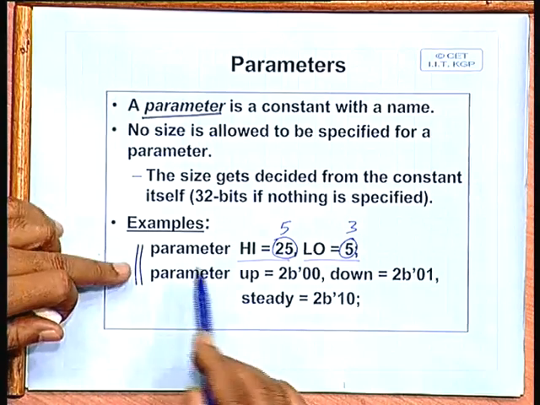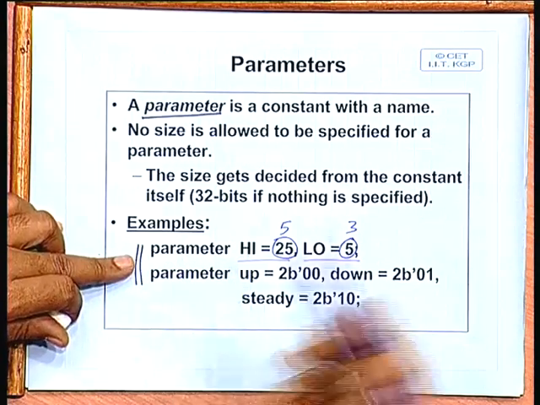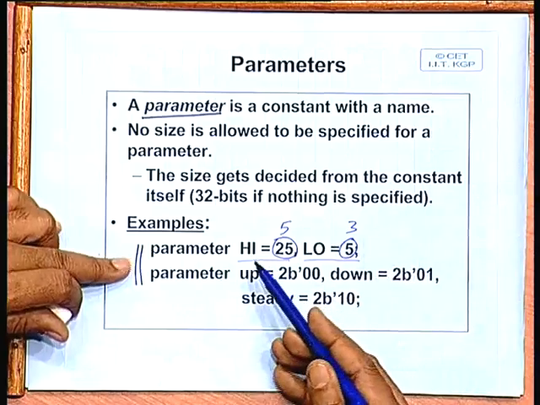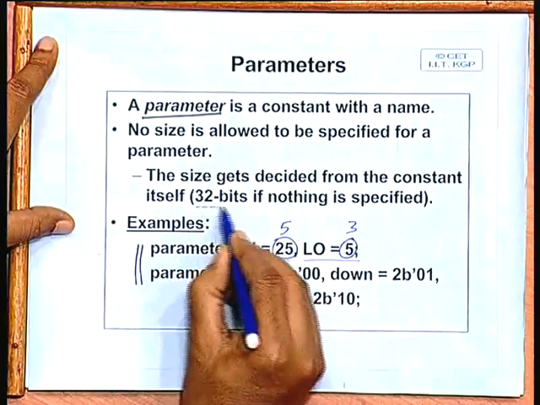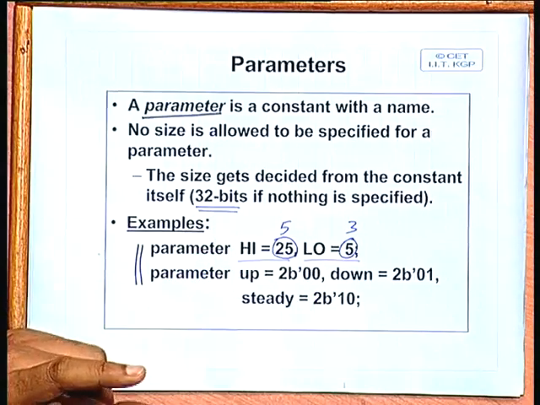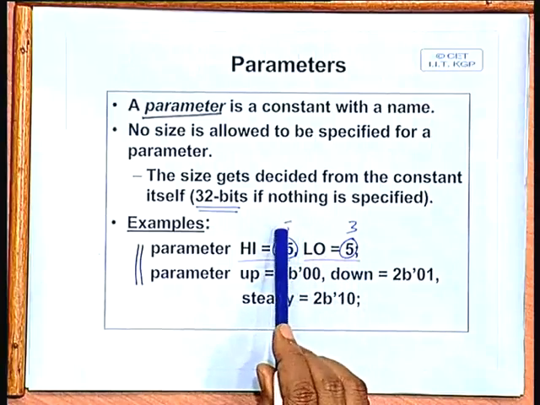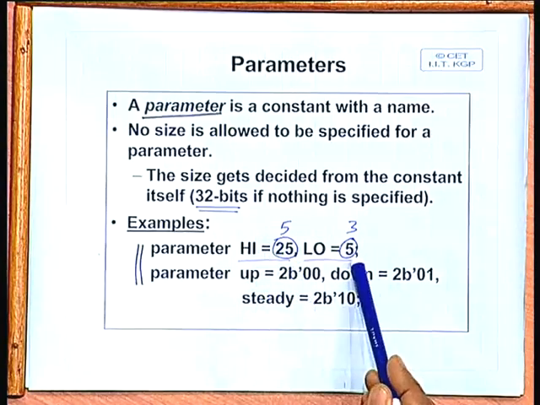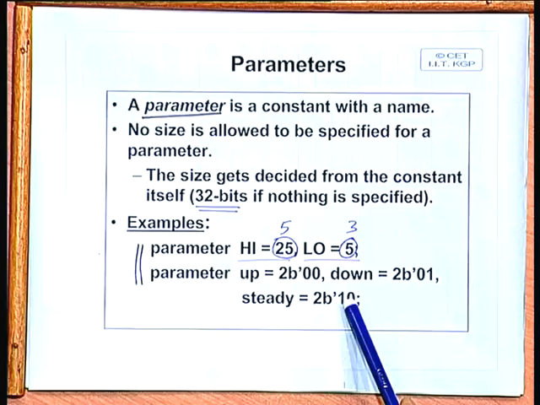But in some cases we can simply define a parameter where the value will be coming from outside, something similar to a global variable. There by default the size is taken to be 32 bits, because inside the module you really do not know what value will be assigned. But in this case the size of high and low is 5 and 3. If you specify the value, you can easily determine how many bits you require to represent it. So it will be 32 bits if nothing is specified; if it is not initialized, it will be taken to be 32.